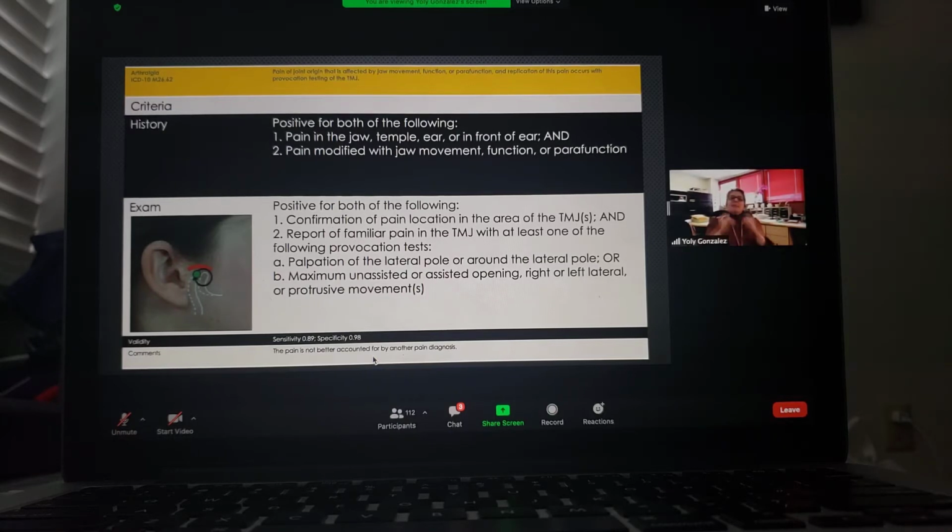So we may ask the patient to slightly open and move the jaw forward. When you do that, you will feel a concavity once you move the jaw forward. And when the patient comes back, that's where your lateral pole is. During the exam, we may ask the patient at the beginning to do these movements in order for us to identify the location of the lateral pole and to be able to do the palpation around the pole.